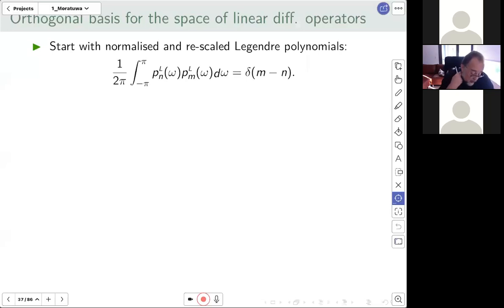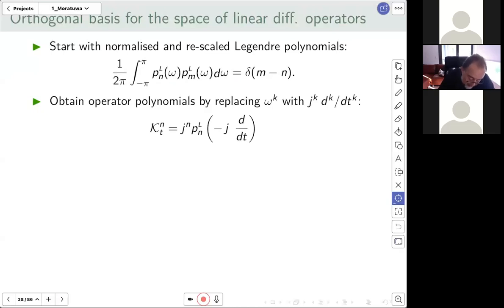As an example that turns out to be the most important one, we will start with normalized and rescaled Legendre polynomials. So remember, Legendre polynomials are usually orthogonal between -1 and 1, but we scale the variable dividing it by pi so that they become orthogonal between -pi and pi. And we normalize them so that the scalar product of two normalized Legendre polynomials is 1 if m is equal to n. Then what we do is we obtain differential operators by replacing omega with -j times the derivative with respect to t. And here the powers, so omega to the k will be replaced by the kth derivative with respect to t.